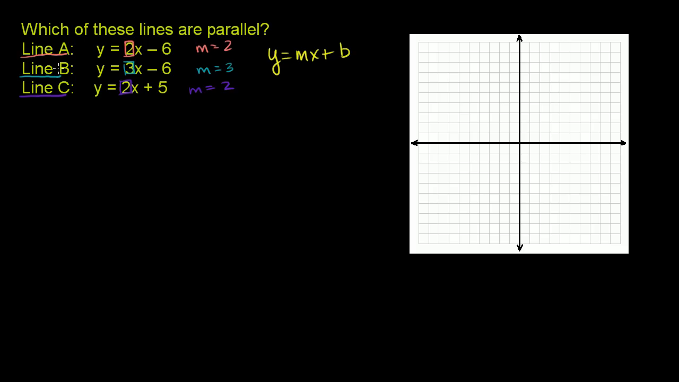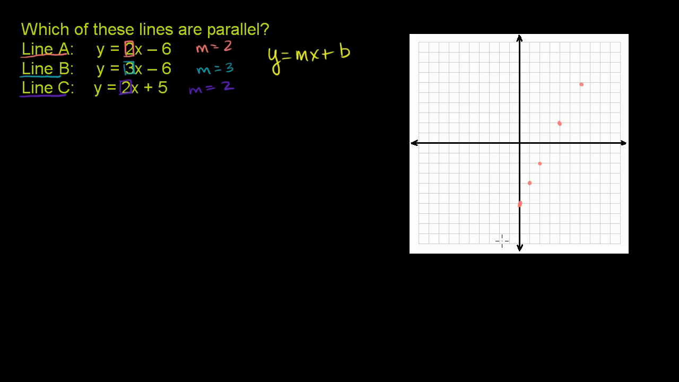And to see that, let's actually graph all of these lines. So line A, our y-intercept is -6. So the point 0, 1, 2, 3, 4, 5, 6. And our slope is 2. So if we move 1 in the positive x direction, we go up 2 in the positive y direction. If we go 2 in x, we're going to go up 4 in y. And you're going to see it's all on the same line.